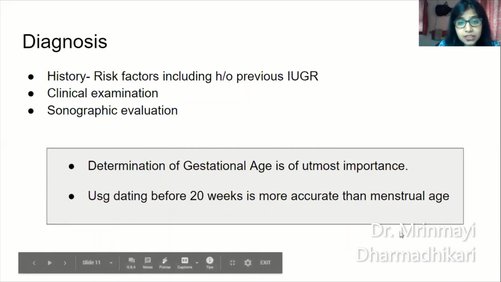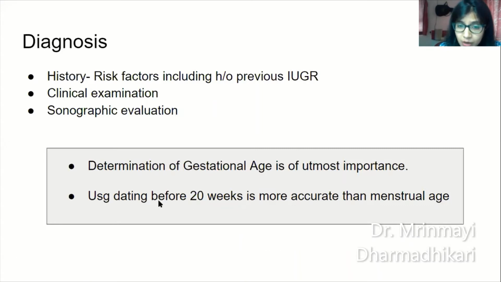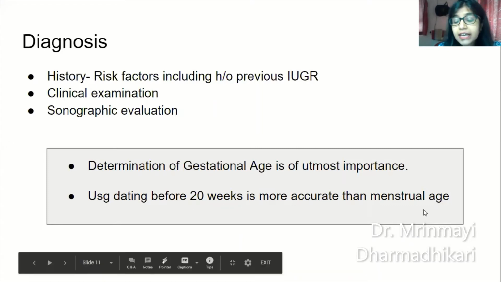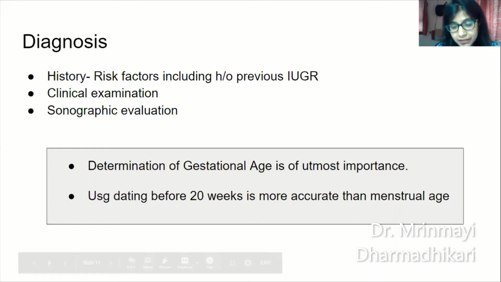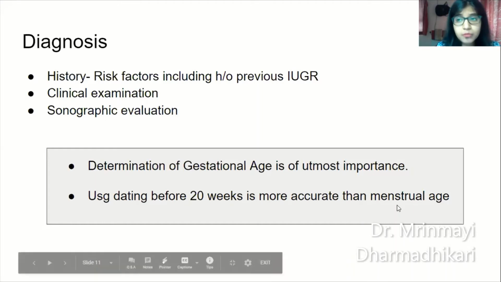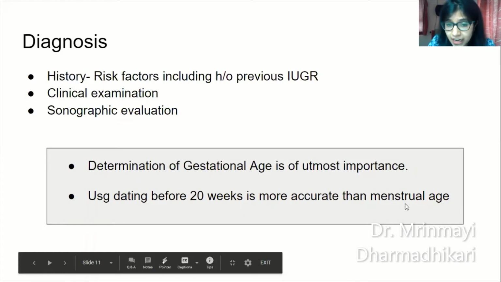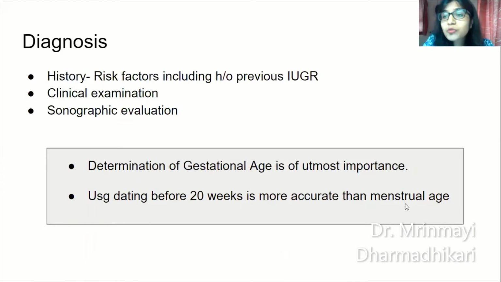Determination of gestational age is of utmost importance. Dating before 20 weeks with USG is more accurate than using the last menstrual period. This is also very important, because if you don't get the gestational age right, you may miss the diagnosis, or you may even overdiagnose growth restriction.